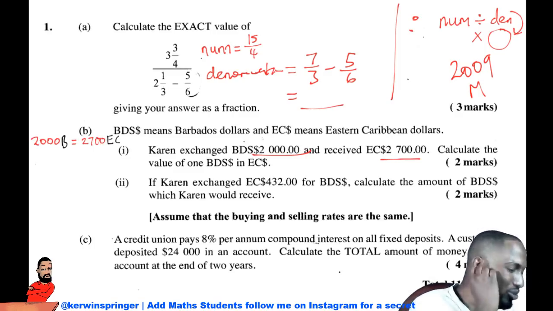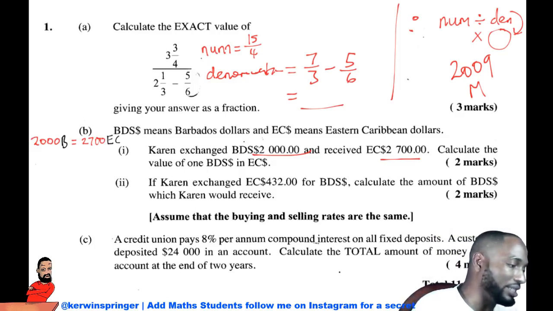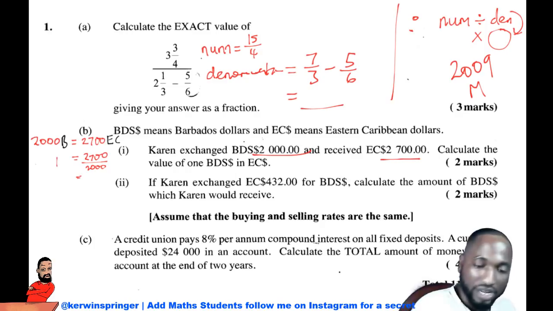So normally when you write BDS and EC, they write it in front of the number, but for some reason I write it behind, so now it looks kind of weird. You find for one. To find for one, it will be 2,700 over 2,000, because they want BDS in EC, divided by 2,000, and that's where everybody is getting 1.35.